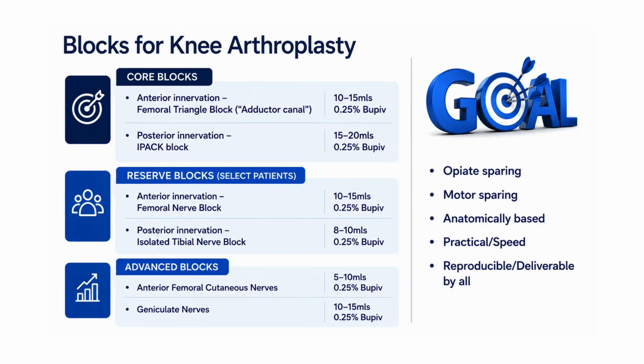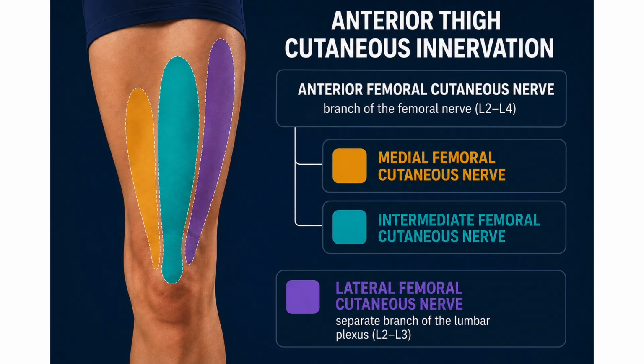This is because the cutaneous innervation of the wound is covered by the anterior femoral cutaneous nerves. If you look at the anterior thigh innervation, there are three principal nerves. Obviously there's the lateral cutaneous nerve of the thigh, which is a separate branch of the lumbar plexus, which is not what we're talking about here. It's lateral, so it's not really involved in our knee incision. But there is the anterior femoral cutaneous nerve complex, which splits into a medial and intermediate femoral cutaneous nerve, which supply the skin over the anteromedial knee, exactly where our incision is going to be.